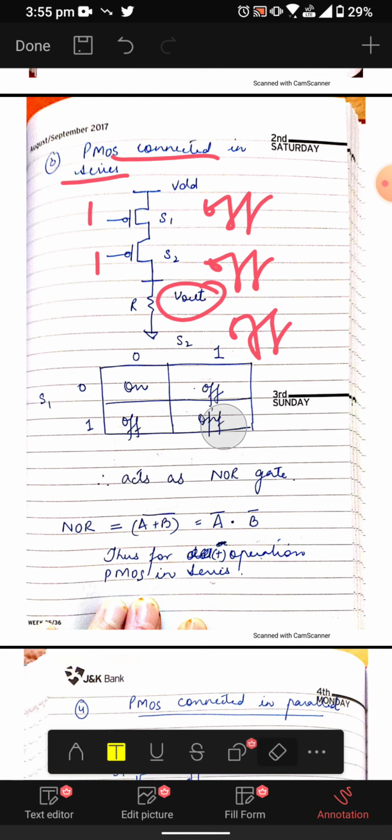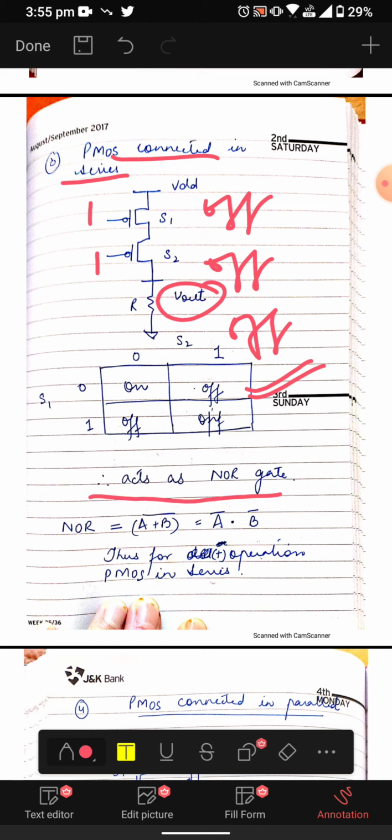So if you look at this table closely, you will see that it acts as a NOR gate. What is a NOR gate? NOR gate is only on when both the inputs are low. If either of the two inputs is high, or if both the inputs are high, then the NOR gate shows a low value at its output. Fine. Here only when both the inputs are low, the NOR gate is on. Fine. For all the other cases it is off.